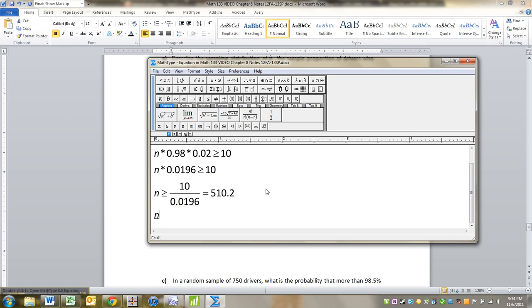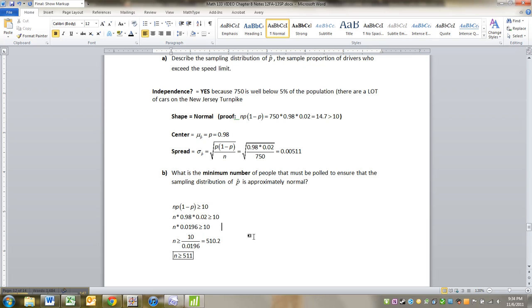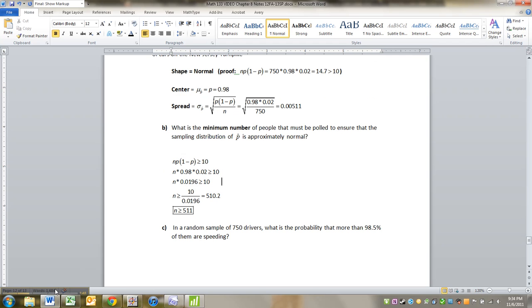So that means n must be greater than or equal to 511. It can't be 510.2. You can't go any lower than that 0.2 part. You can't go to 510, because if you did, you wouldn't get normal. It wouldn't work out to be greater than or equal to 10 when you multiply it. So you have to round up.